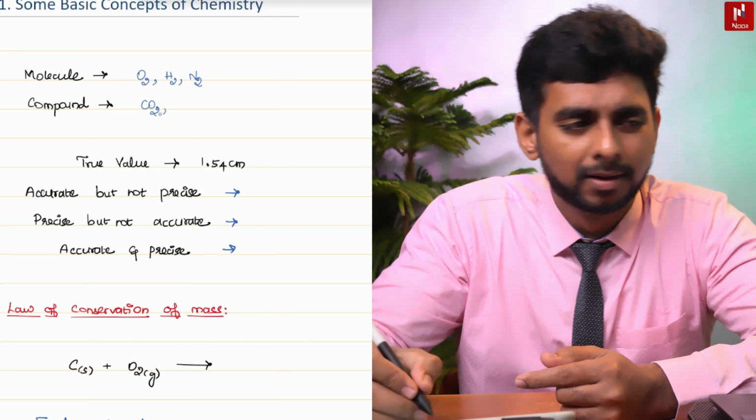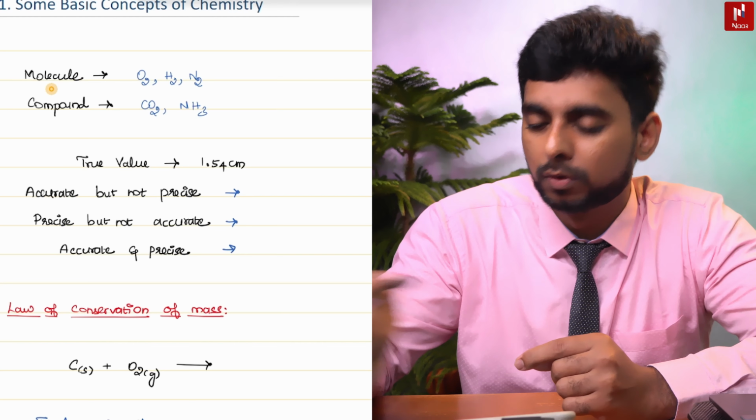Then we could keep on going with n number of compounds. Let me take one more example, which will be ammonia, NH3. That will have one nitrogen and three hydrogens in it. Fine. So you should be clear with the differentiation between the molecule and the compound. That has to be clear.